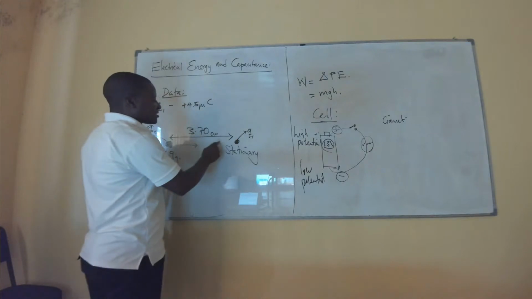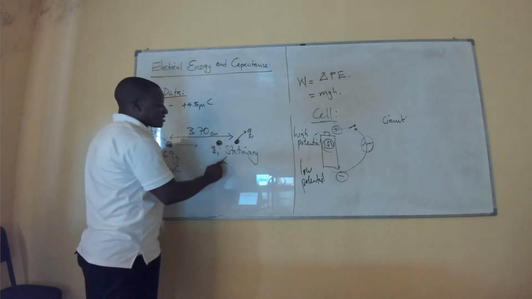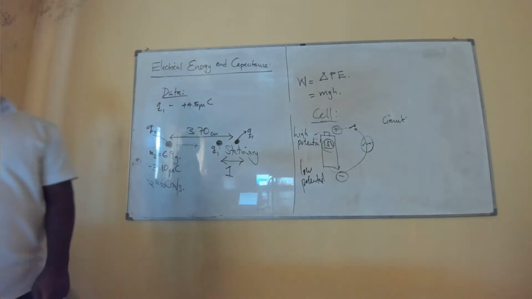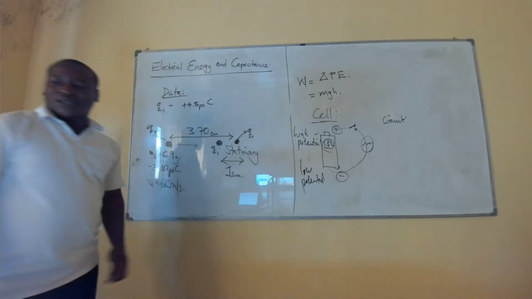Now, what is its velocity when it is 1 centimeter away from Q1? Let's say it is somewhere here. This is where Q1 is. And this distance is nothing but 1 centimeter away from Q2.